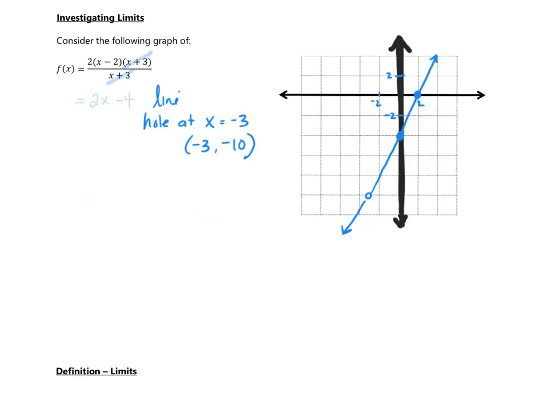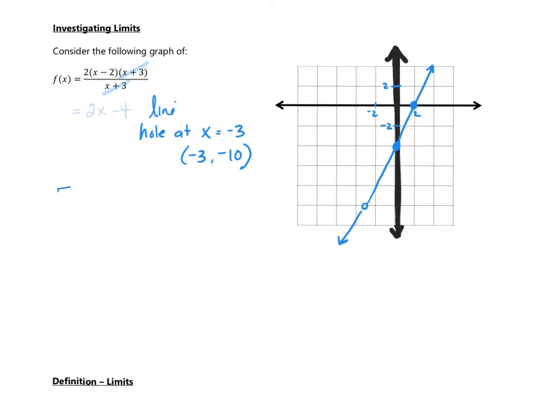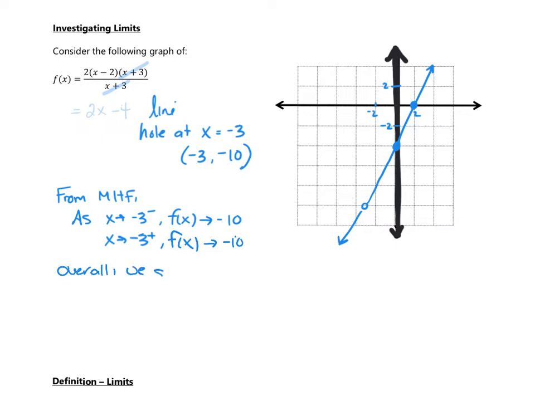Okay, so from MHF, we would say and we would write that as x approaches negative 3 from the left, so this spot right here approaching from the left, we would say that f of x approaches negative 10, and as x approaches negative 3 from the right, so this spot over here on the right, f of x approaches negative 10, and then we can see that both sides are equal, so overall we say that as x approaches negative 3, f of x approaches negative 10, okay?